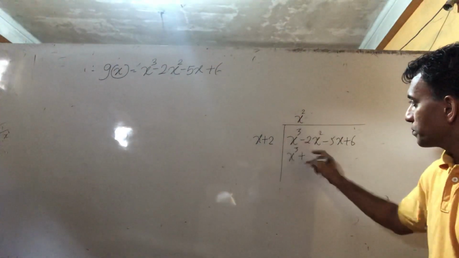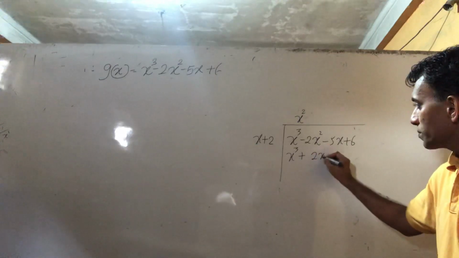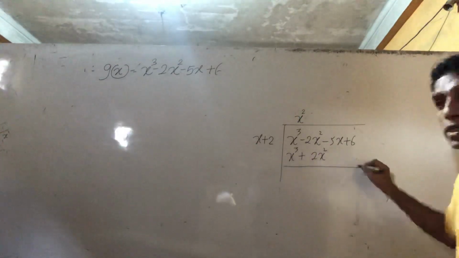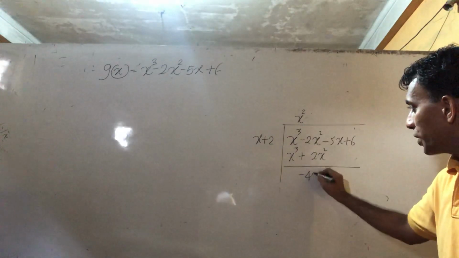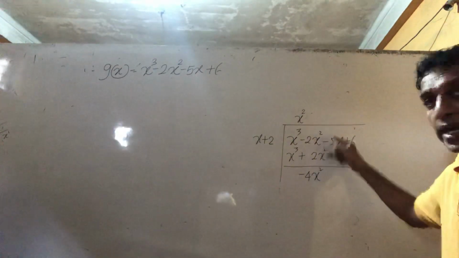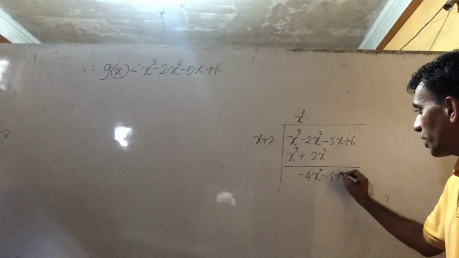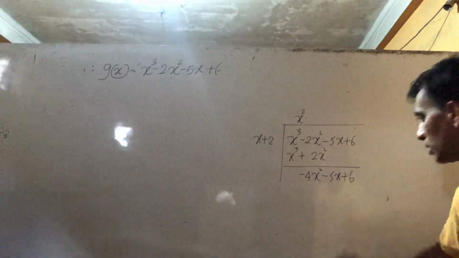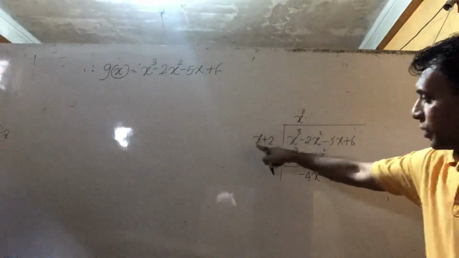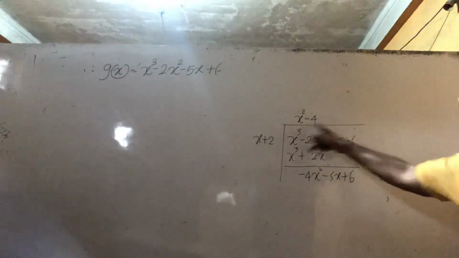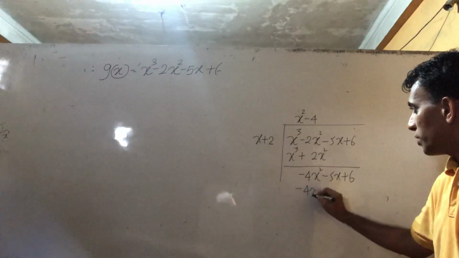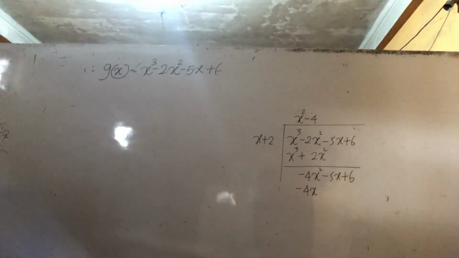multiplied by x plus 2 gives x cube plus 2x square. Subtract: x cube cancels, here minus 4x square. Take down minus 5x plus 6. Here, what to equate to give this? Minus 4. Okay, then only minus 4x square. Is it okay? X cube, 2x square cancel, minus 4x square.